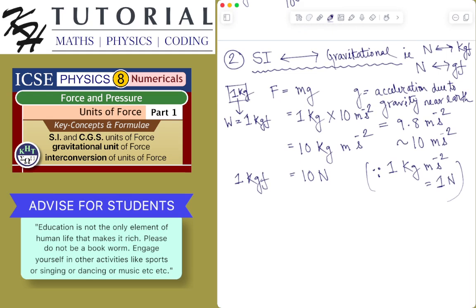Quite obviously, how many kgf will be 1 Newton? From here we can say that 1 Newton is equal to 1 by 10 kgf. So we know 1 kgf is 10 Newton, and we know 1 Newton is equal to 1 by 10 kgf.